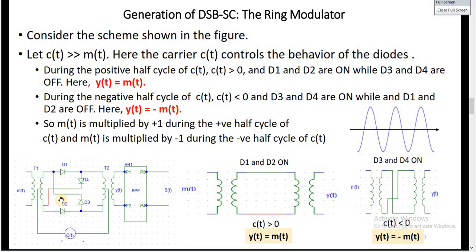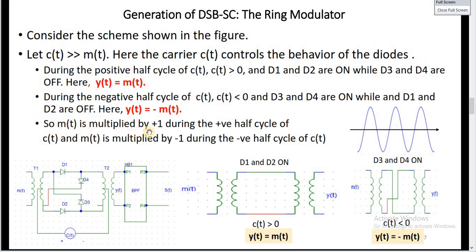They are reverse biased and our circuit looks like this. So what we see at Y of t is not M of t, but rather minus M of t, because of the change in the polarity of the transformers. So during the positive half cycle, the output Y of t equals M of t. During the negative half cycle, the output Y of t is minus M of t.